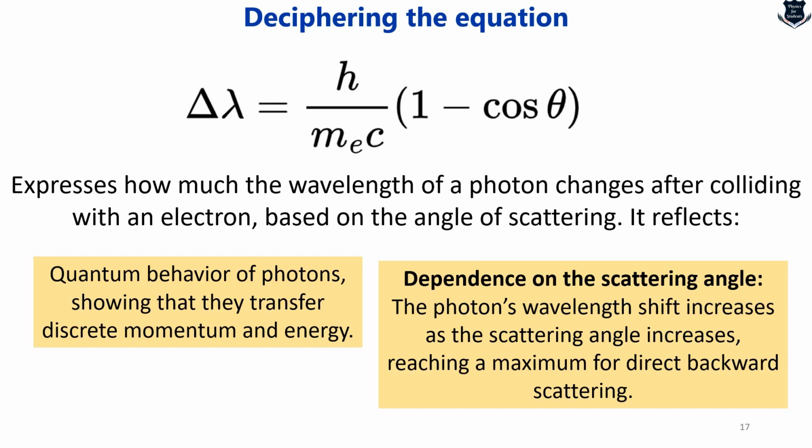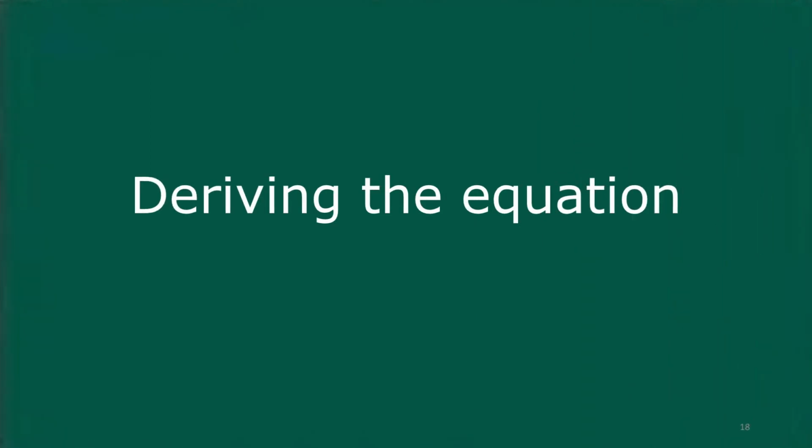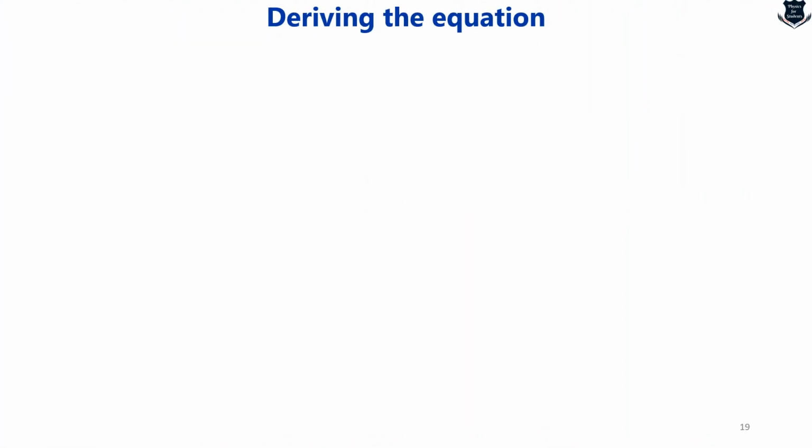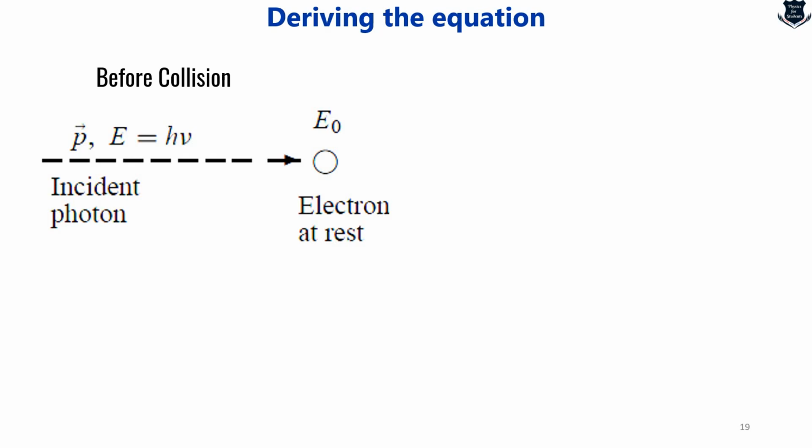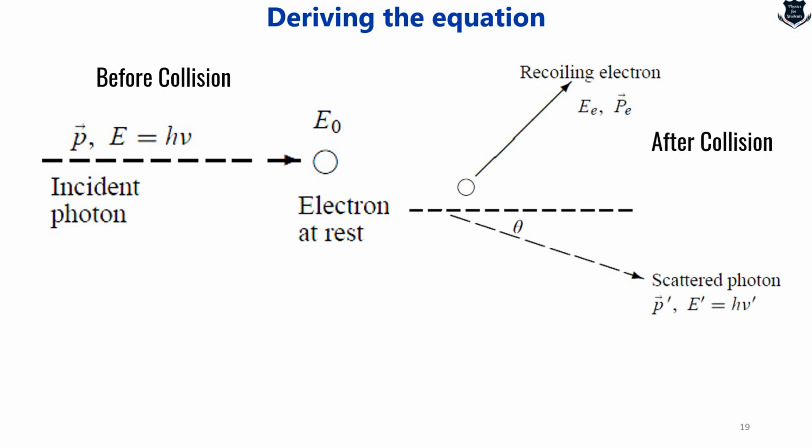Now we will come to a very simple yet profound understanding of how we can derive this equation, the derivation part. For that I am going to take two figures. This is the incident photon, which has an energy E equals h nu, before the collision. This is after the collision. There is a recoil electron and a scattered photon, which has E prime equals h nu prime.